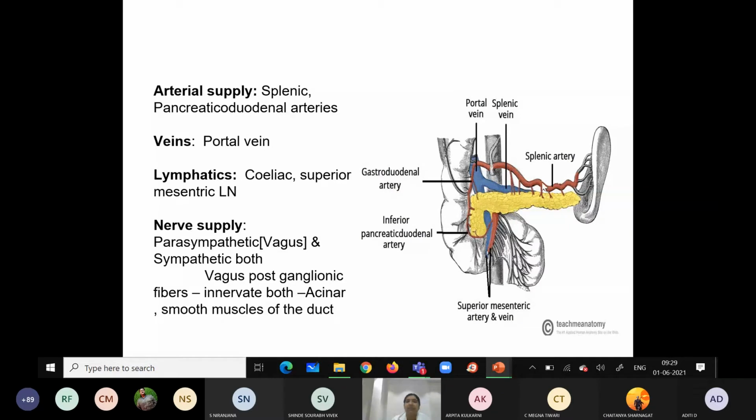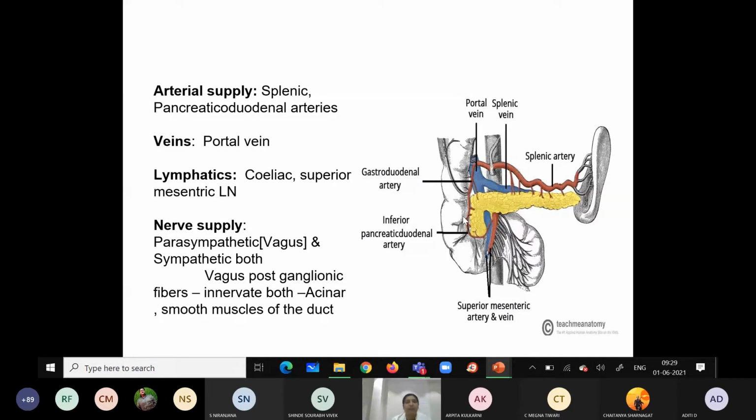So the main arterial supply for the pancreas is the splenic and pancreaticoduodenal arteries that give many branches to the pancreas, and the corresponding veins, that is the splenic and pancreaticoduodenal veins, drain ultimately into the portal vein. Lymphatic drainage of the pancreas is into the celiac and superior mesenteric lymph nodes. Means if acute pancreatitis or carcinoma of the pancreas occurs, these are the lymph nodes that are basically enlarged. Okay, celiac and superior mesenteric lymph nodes.